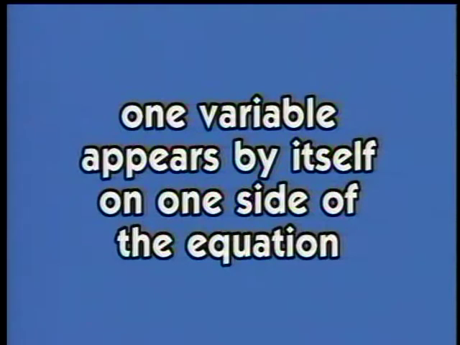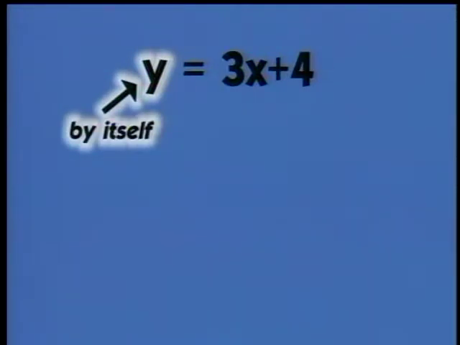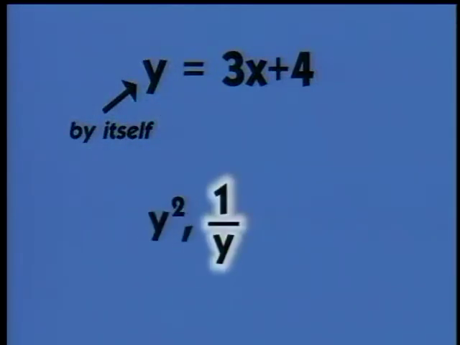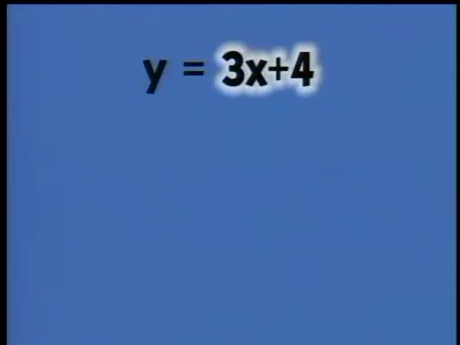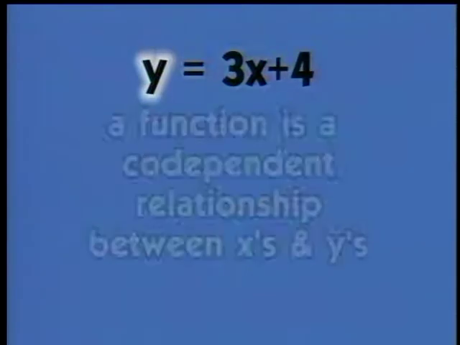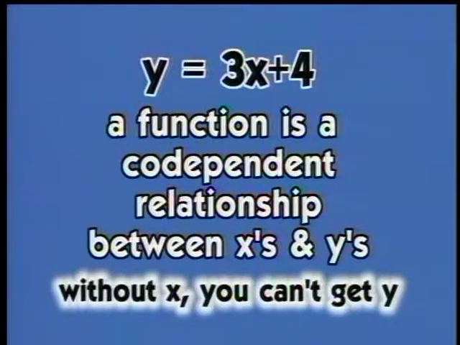This situation occurs anytime one variable appears by itself on one side of the equation. In y equals 3x plus 4, y is a function of x because y appears by itself. It's important that y is unadorned by any other symbols. It isn't y squared or 1 over y or the square root of y. It's just plain y. Whatever you compute using the other side of the equation just gives you the value of y. So in this way, a function is a codependent relationship between x's and y's. Without x, you can't get y. That's the idea of a function.